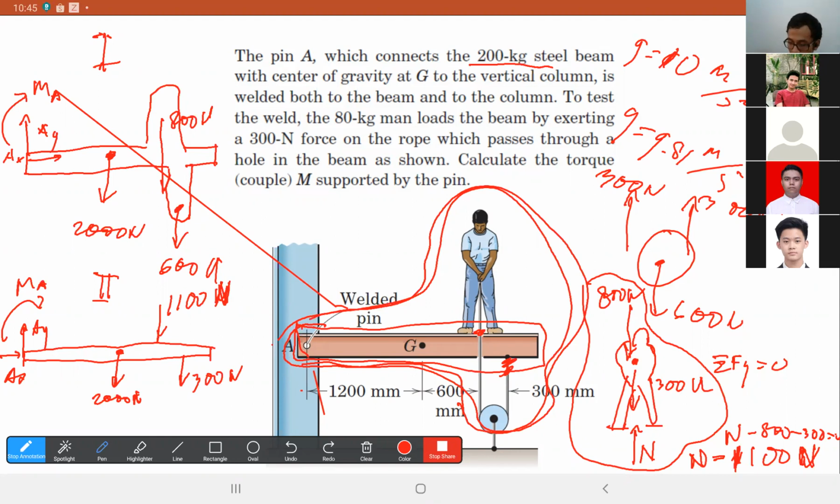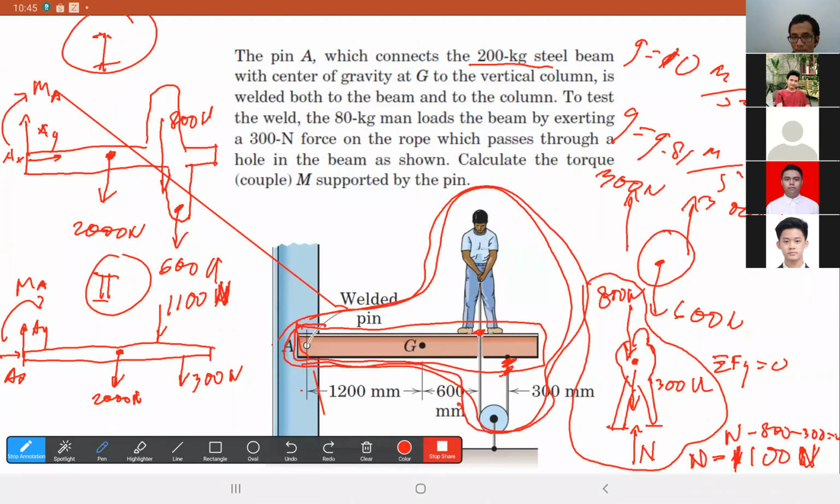Yeah, Matthew? Sir, I have a question. Is the normal force of the man considered as internal force of the beam? Normal force of the man, which one? In the first system or the second system? The second system, sorry. The second system, no, it's just part of the external force.